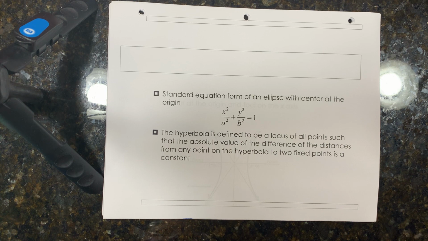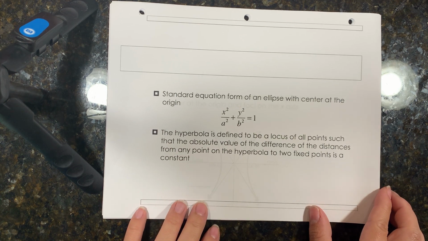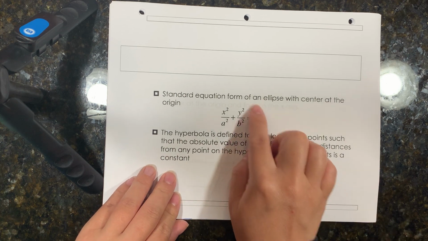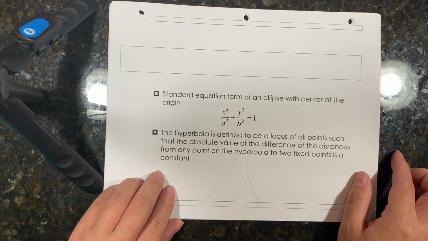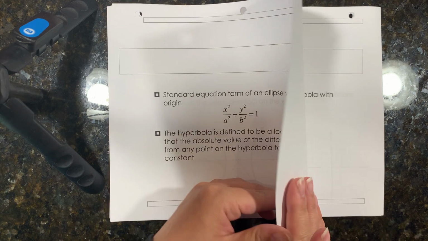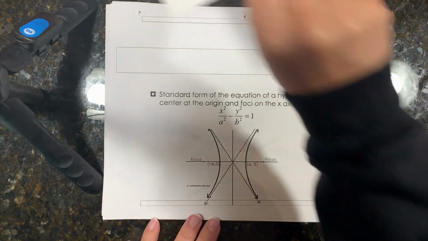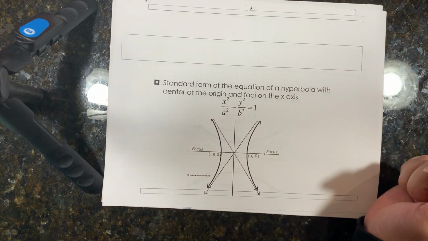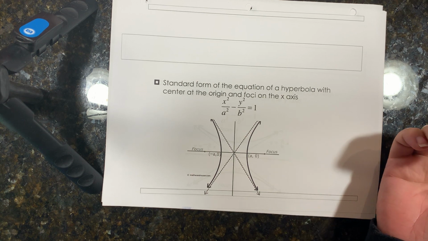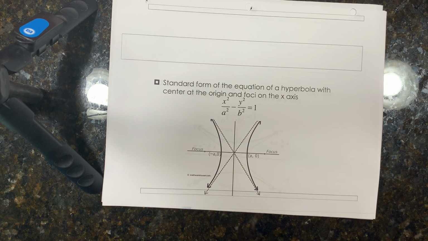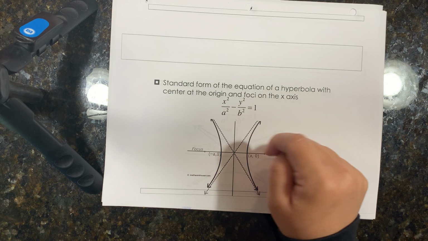The hyperbola is defined to be a locus of all points such that the absolute value of the difference of the distances from any point on the hyperbola to two fixed points is a constant. Okay, so this is the standard form of an ellipse. Now I'm going to show you what the standard form of a hyperbola looks like. It would look like this. So it looks almost exactly the same, but we're going to have a minus sign instead of a plus sign. So x squared over a squared minus y squared over b squared.